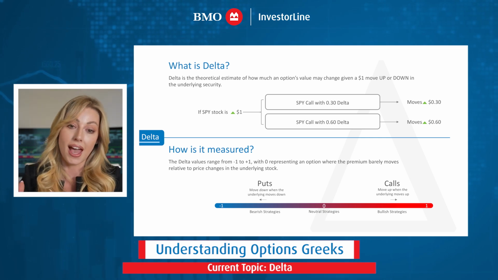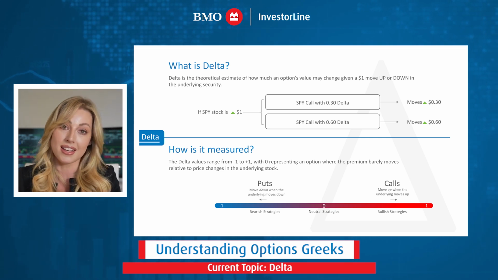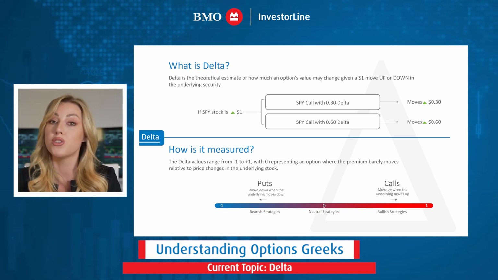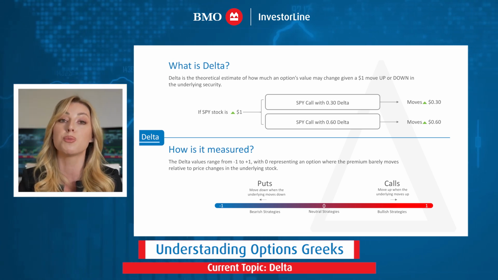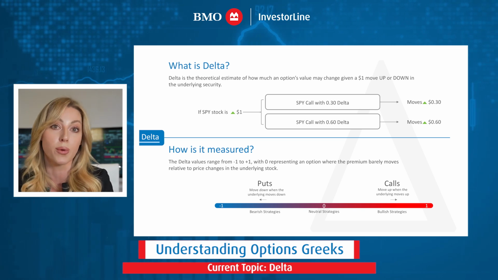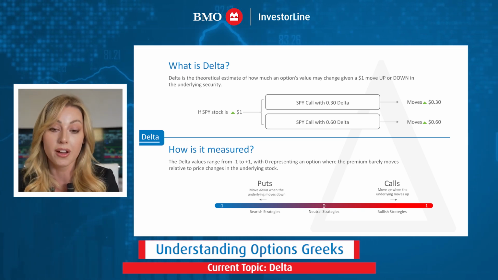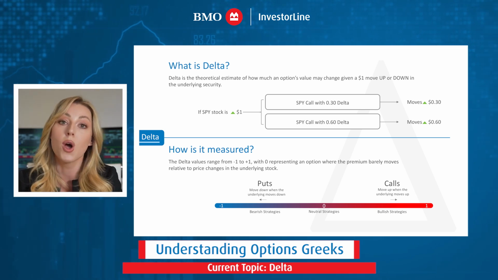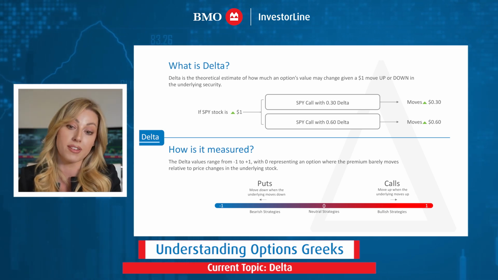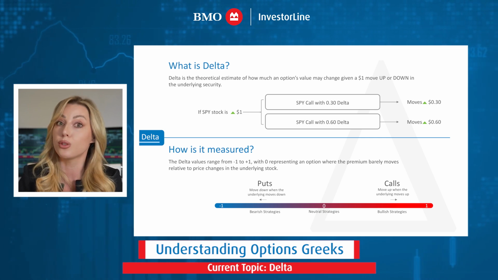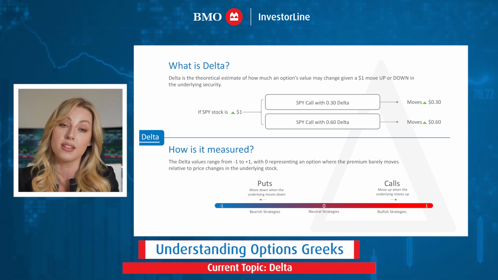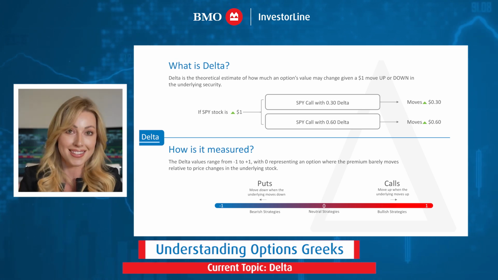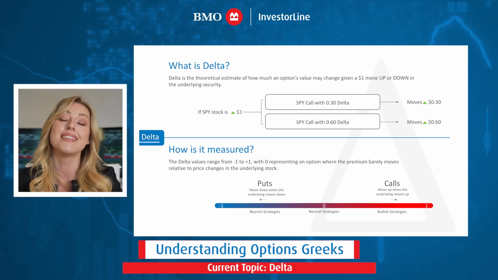That's simply it. And what delta tells us is if the underlying security, so the stock that this contract is derived from, if it moves by $1, how much will the options premium move? Because there are other components. Doesn't necessarily move dollar for dollar. So for example, if SPY, which is an ETF that tracks the S&P 500, were to move up $1 and we have an SPY call with a 0.3 delta and an SPY call with a 0.6 delta, the SPY call with a 0.3 delta would move up 30 cents and the 0.6 would be 60 cents.